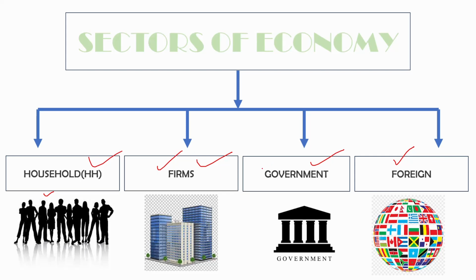And third one is government. Government helps to look after all the sectors of economy and they supply those goods which the household or firms cannot. And fourth one is foreign sector. It enables export and import of goods and it also helps in earning foreign exchange.